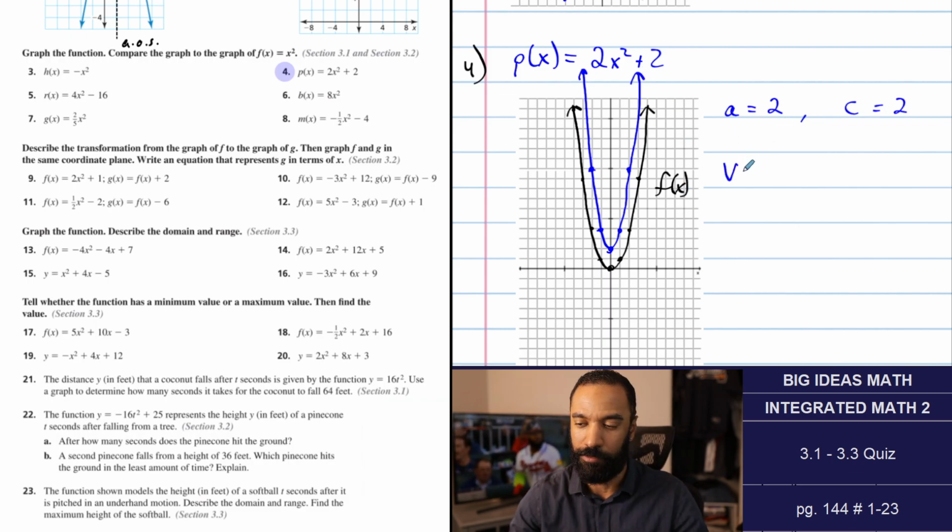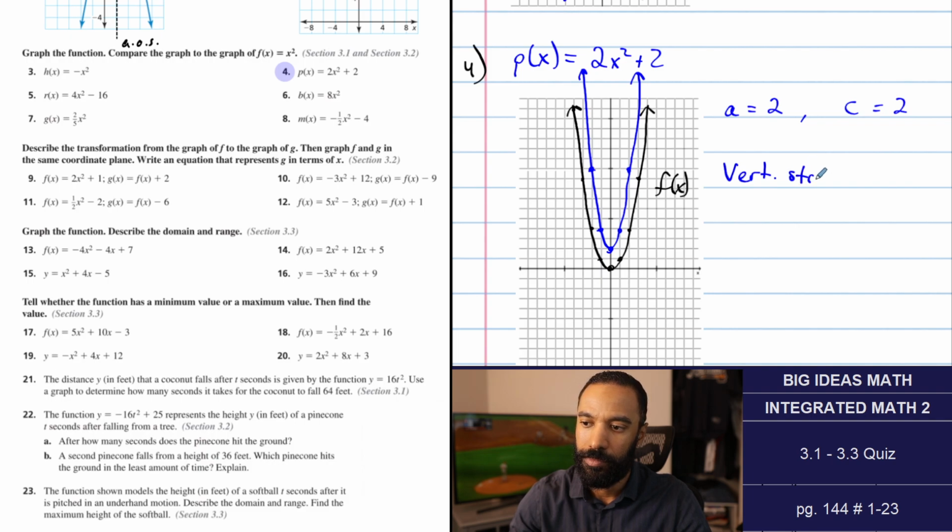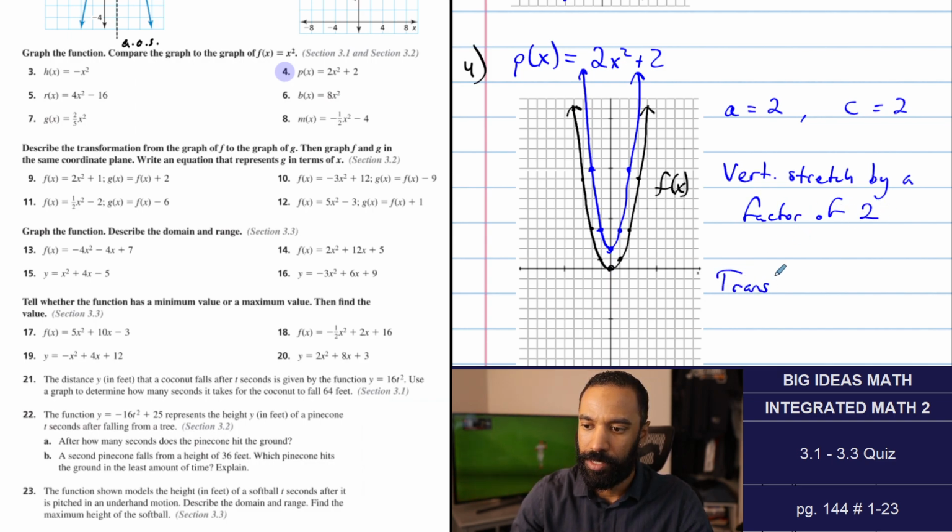Excuse me. This was a vertical stretch by a factor of 2. And then we translate it up 2 units.